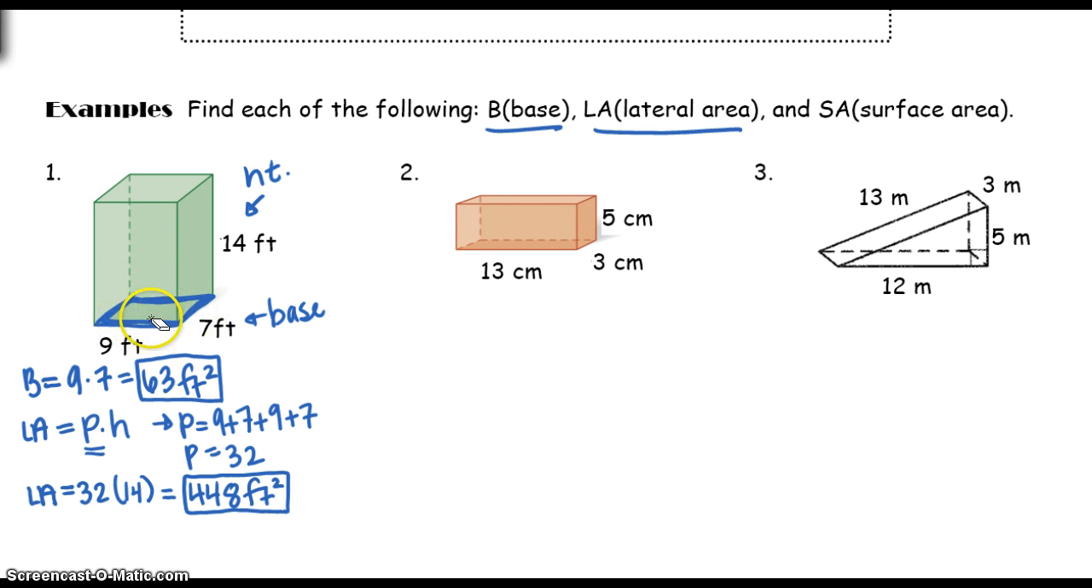So you have to find the area of the base first. Then you have to find the perimeter of the base, which was 32. And then you can find your lateral area, which is the perimeter, which we found was 32, times the height of the entire prism, which is 14.